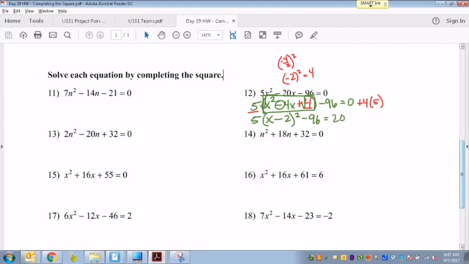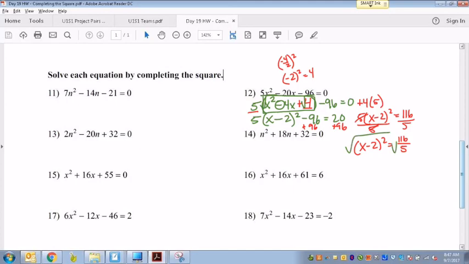All right. And then this is just a regular quadratic equation, so I'm going to solve by adding 96. And that gives me 5(x - 2)² = 116. Divide by 5, and (x - 2)² equals... I don't think 5 goes into 116 evenly, so I'm going to leave it like that, and that's okay.